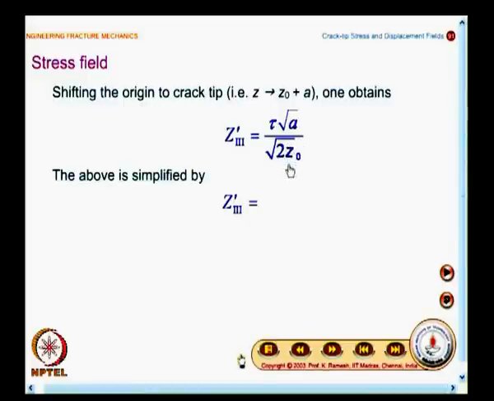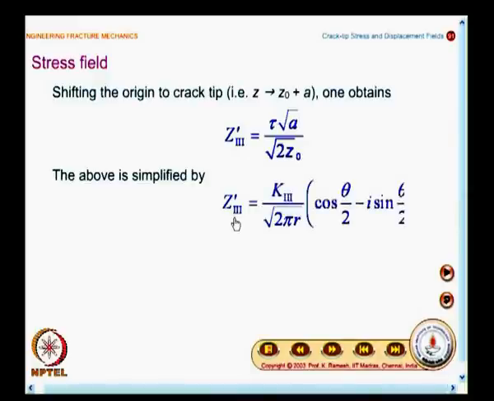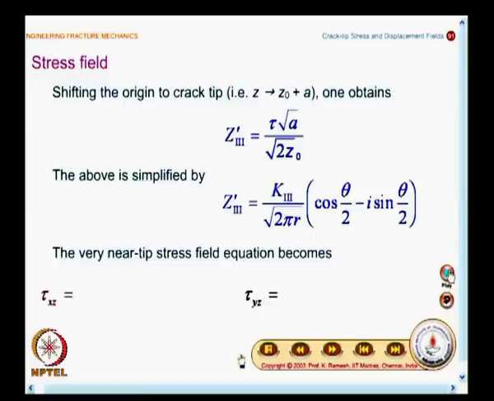You can express this in terms of r and theta and write out what Z3 prime is. That turns out to be K3 by root of 2 pi r multiplied by cos theta by 2 minus i sin theta by 2. This is a very simple and straightforward step. We have always been doing a similar exercise in the case of mode 1 and mode 2. So, you can comfortably write this, and you have an expression for tau xz and tau yz.